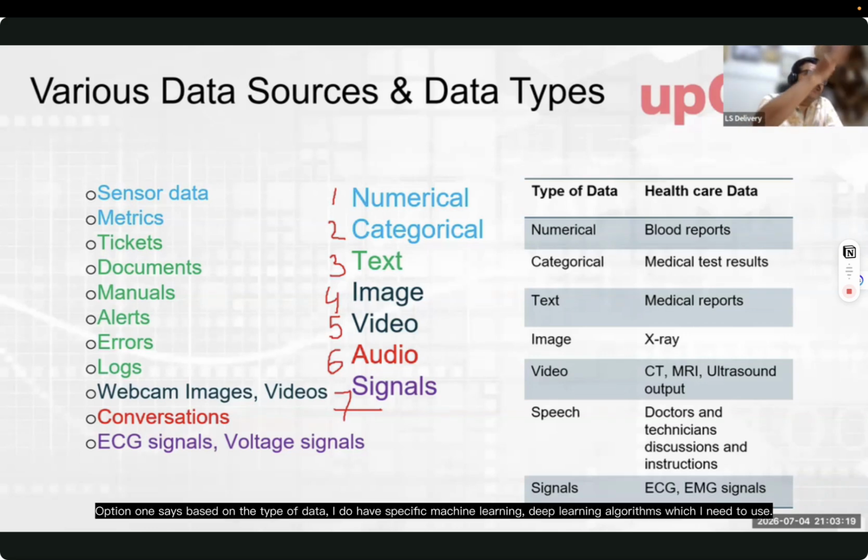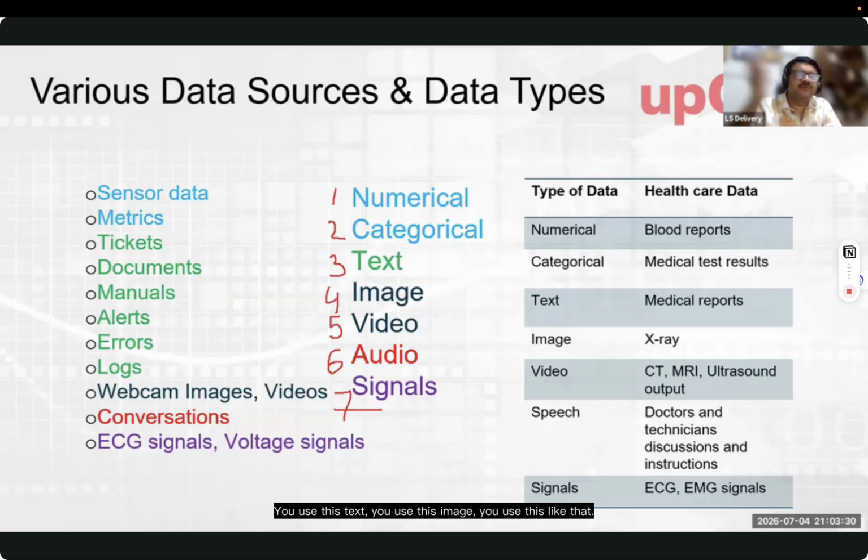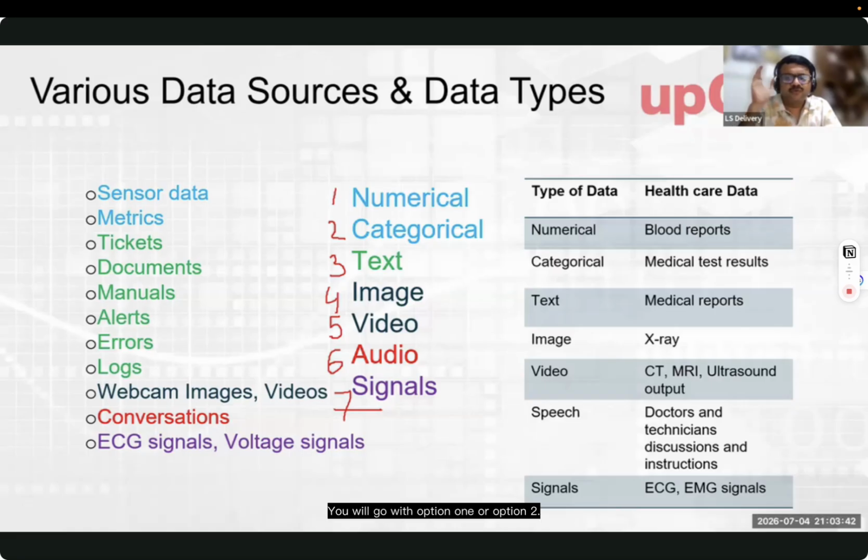Option 1 says, based on the type of data, I do have specific machine learning, deep learning algorithms which I need to use. This is numerical, you use this; text, you use this; image, you use this. Like that, we have specific points. That's option 1. Option 2 says, no, we can use any of the machine learning, deep learning models on any of the data, but I just need to convert it into a numerical form. Will you go with option 1 or option 2?